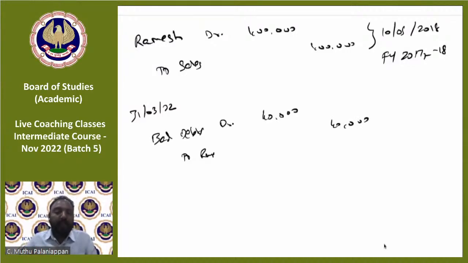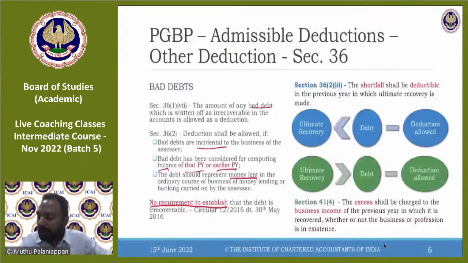So now I actually think, out of 1 lakh, 40,000 will not come to me. I'm thinking 60,000 will be settled by me. Okay. Now, what the provision says is the shortfall shall be deducted in the previous year in which ultimate recovery is made.